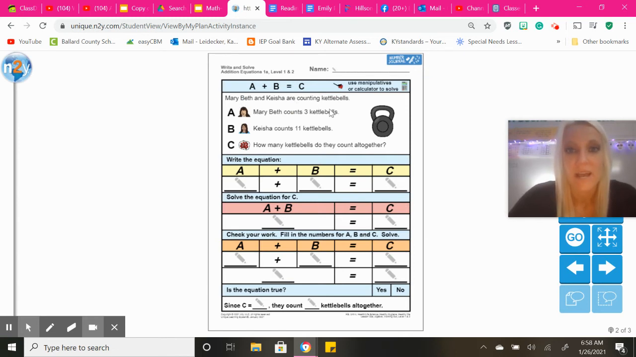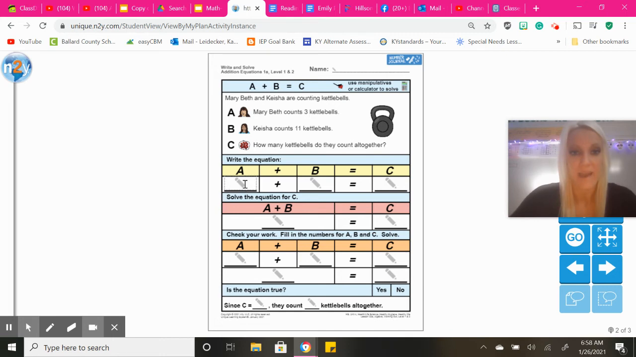Mary Beth and Keisha are counting kettlebells. Kettlebells are the things you work out with. At the very top is that handle, so you hold on to that. You can lift it, you can do squats with it, you can do torso twists with it. So that is a kettlebell. Mary Beth counts 3 kettlebells. Keisha counts 11 kettlebells. How many kettlebells do they have all together?